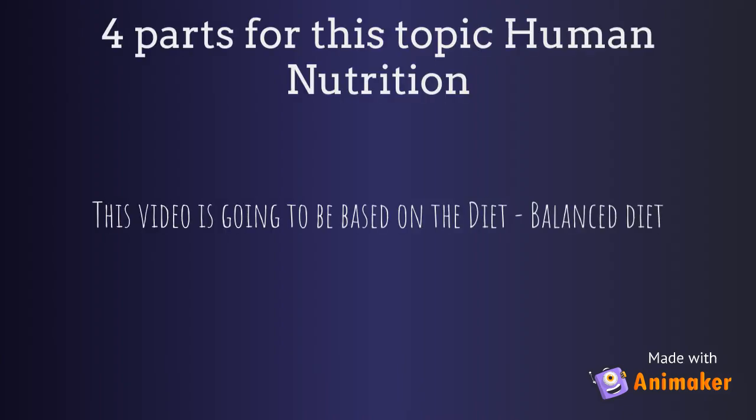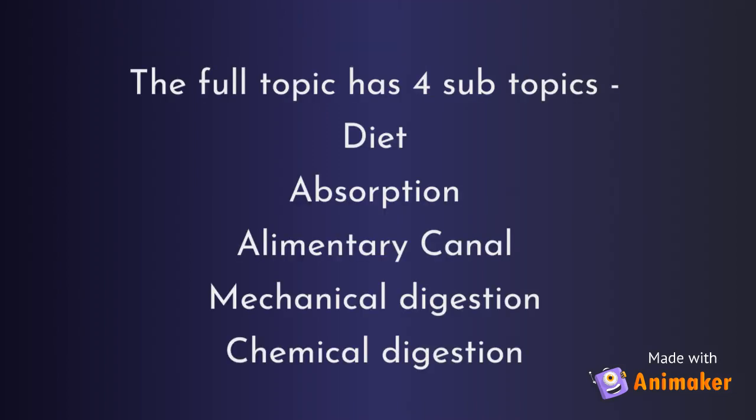So in this topic, we'll be looking at five different aspects. First is diet, then the alimentary canal, then mechanical digestion, chemical digestion, and absorption. Now let's look at diet.